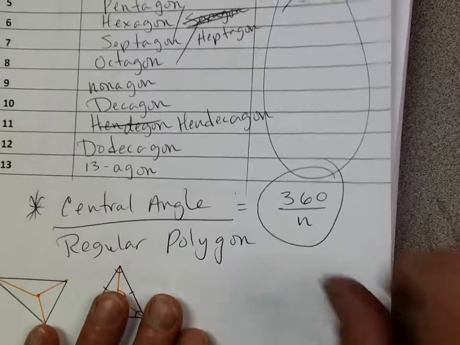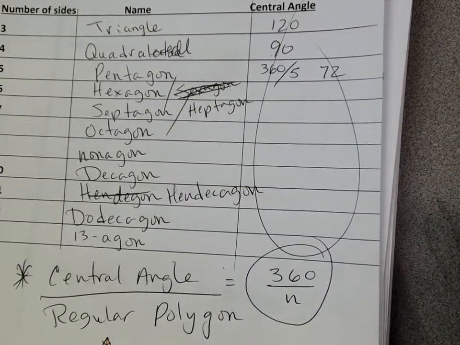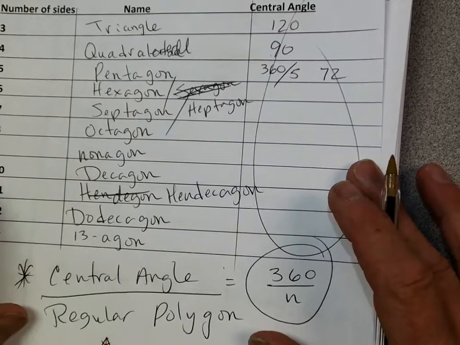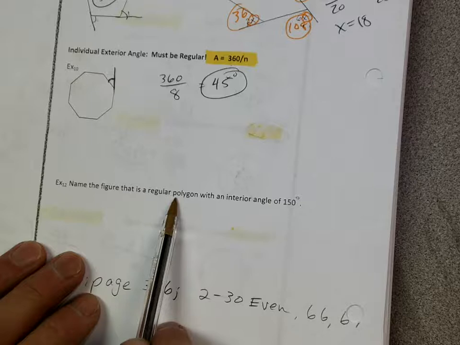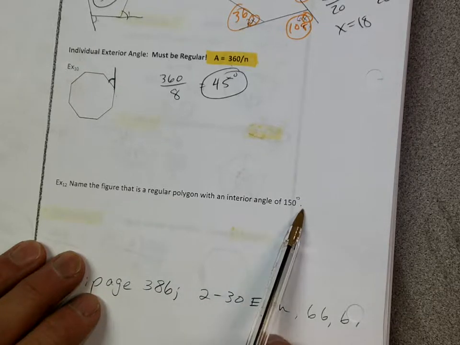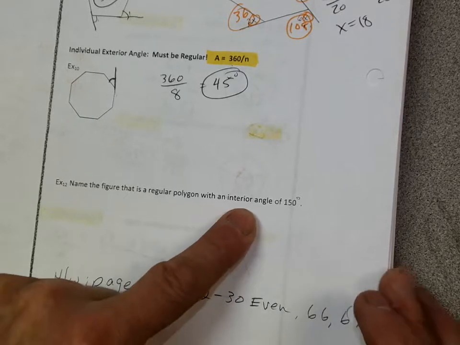Okay. So one of these figures has an individual interior angle of 150 degrees. Okay. So one of these figures. So which one? Name the figure of a regular polygon with an interior angle of 150. So what I'm going to do is I'm going to do it a little bit backwards. I'm going to go ahead and use my formula.